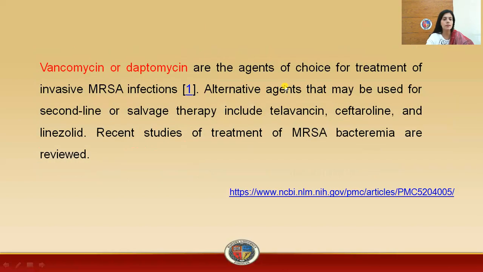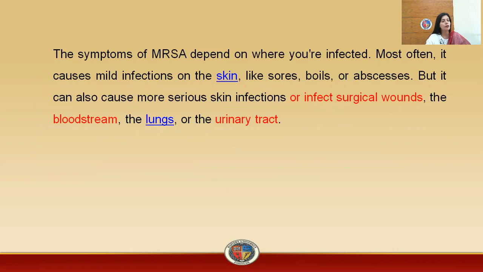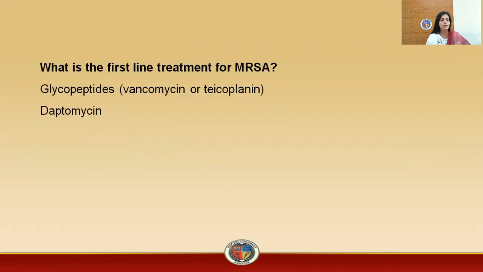Now, in another research article, we have that we can use vancomycin and daptomycin as well as a first line treatment for MRSA. What are the various sites which are affected by MRSA? It can affect your skin, lungs, and urinary tract. Definitely it can infect surgical wounds or the bloodstream. So the conclusion is that the first line treatment for MRSA is glycopeptides and daptomycin. Among glycopeptides, we have the examples of vancomycin and teicoplanin. So this was all about the treatment of MRSA.